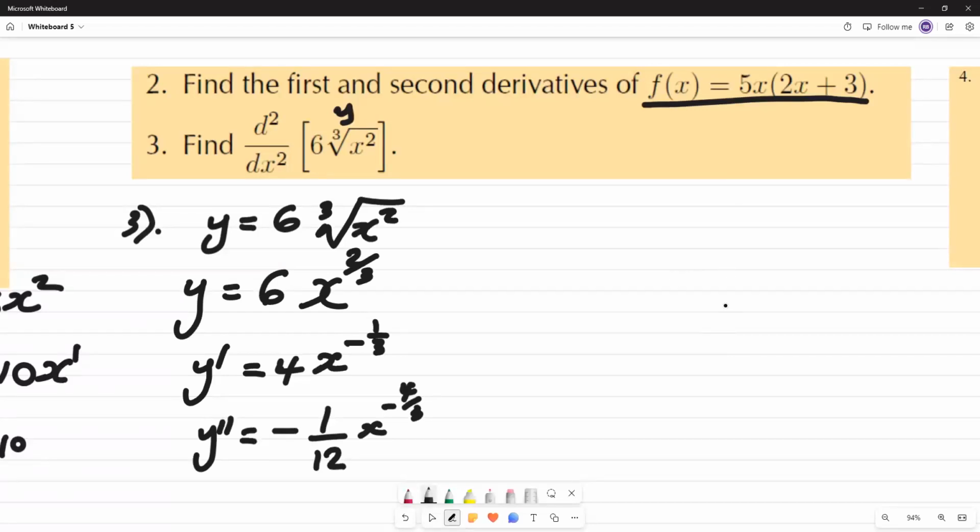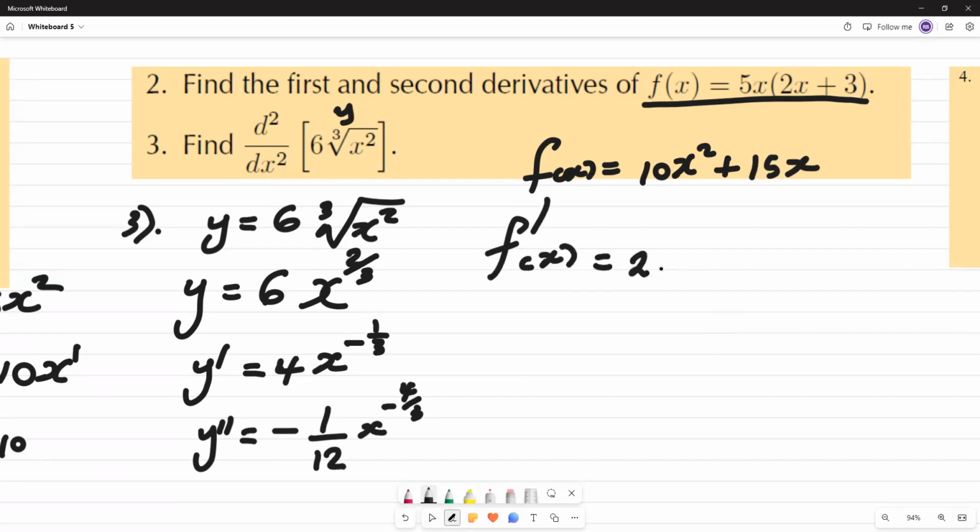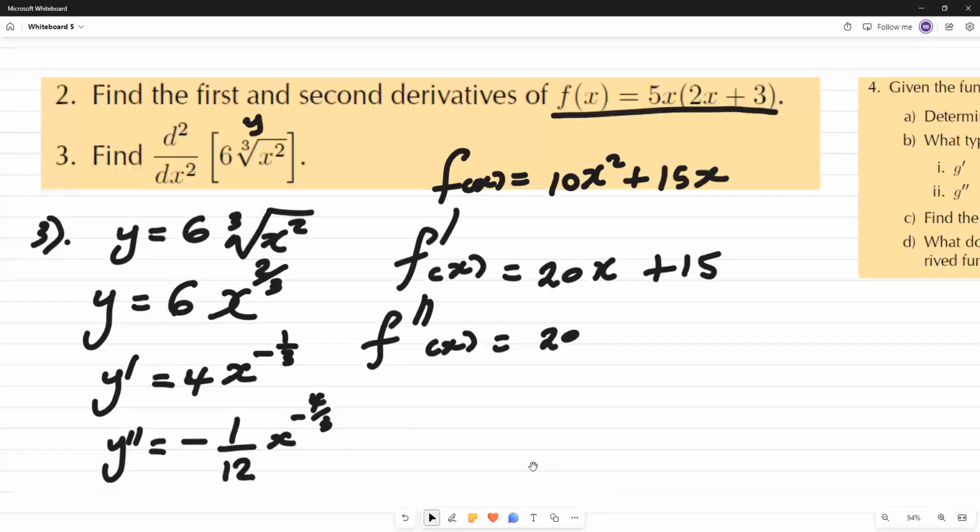You can do number 2 if you want to. Let's do it quickly. f of x, we need to firstly FOIL, so it's going to be 10x squared plus 15x. Now let's do the first derivative quickly, which is 20x plus 15. The second derivative of f is 20. Right. Perfect. Now let's go here.